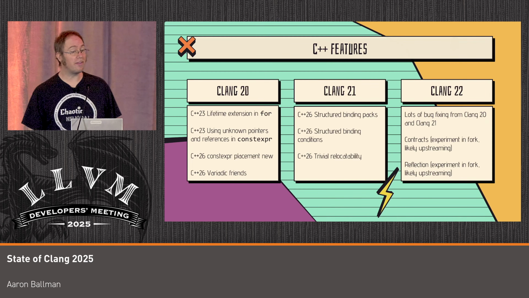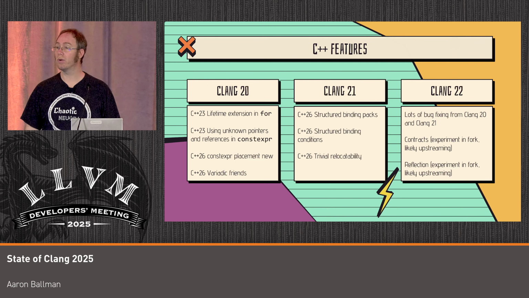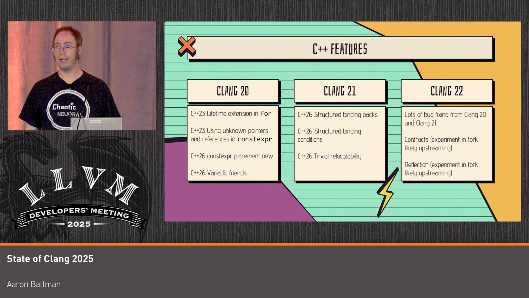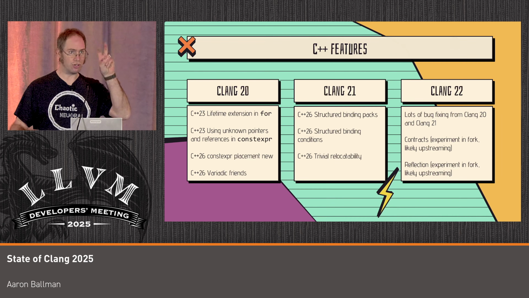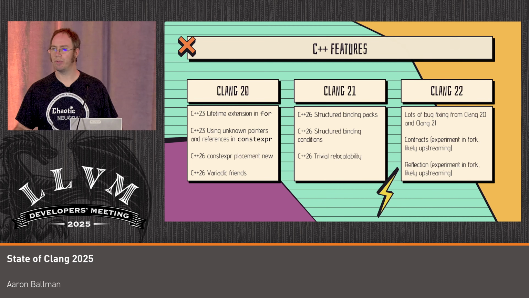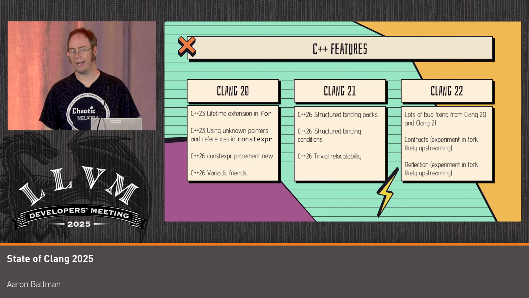So on the C++ side of things, we've also been doing plenty of work there. In Clang 20, we worked on C++23's range lifetime extension and range-based for loops. This is a really nice feature in that it removes an undefined behavior that was really easy for people to run into with references. And so this just removes that entire class of failure modes, which is great.